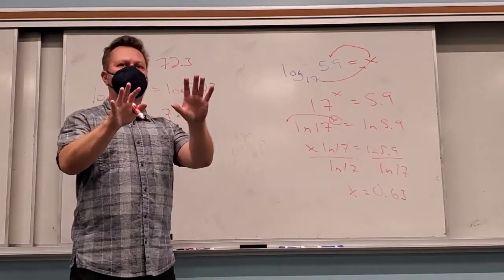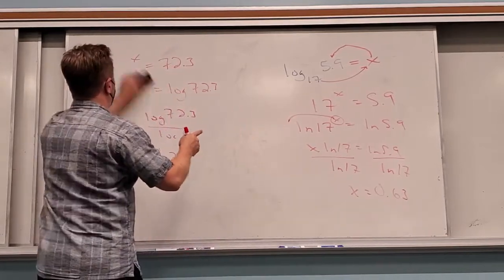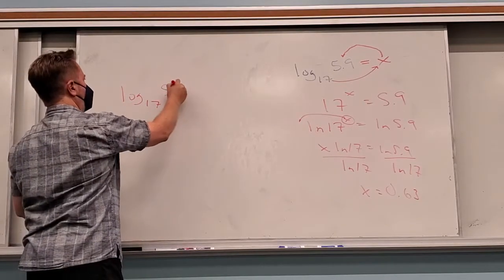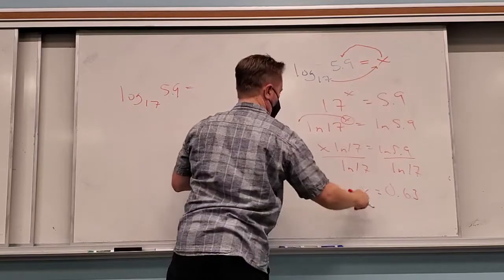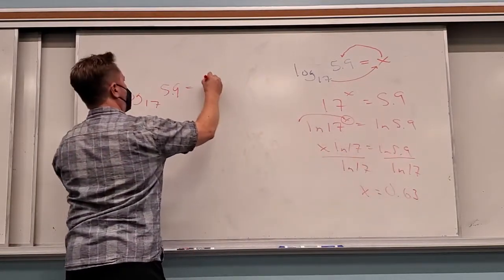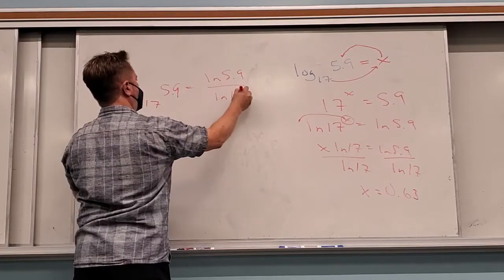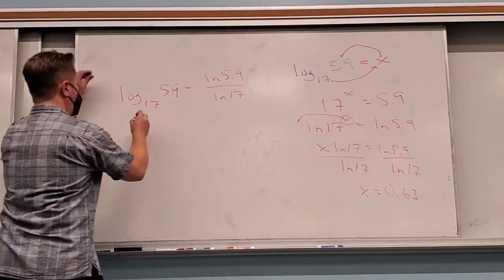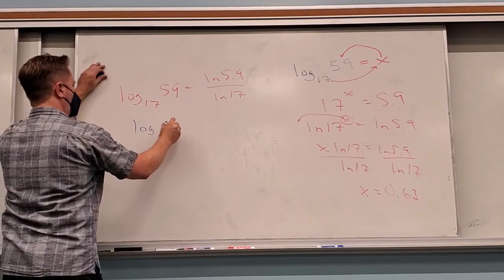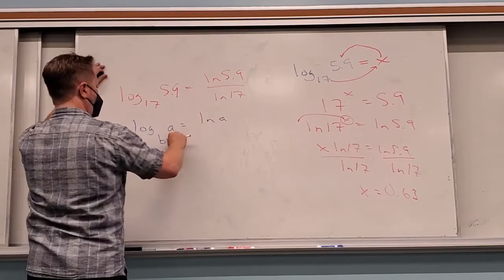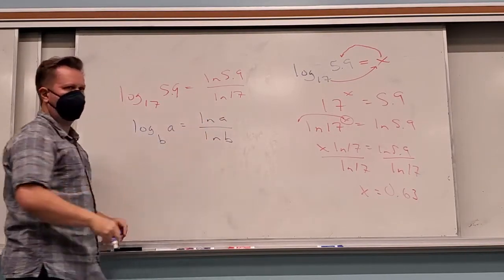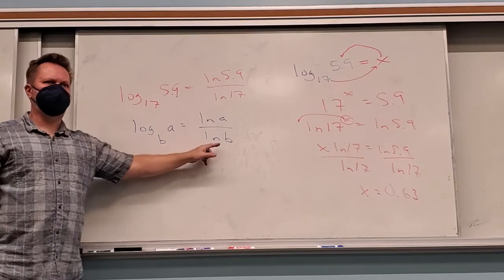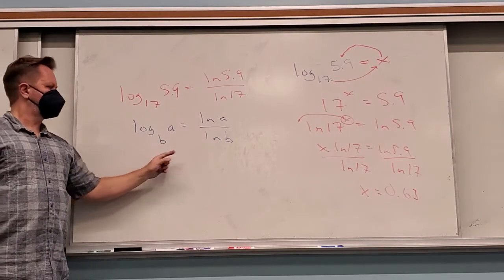So, what did we just do? We just discovered that log base 17 of 5.9 equals natural log of 5.9 over natural log of 17. So in general, log base anything of something is natural log of the something divided by natural log of the base. And like I said last time, this is relatively easy to remember. If you remember, base goes on the bottom. Base on the bottom. Okay.